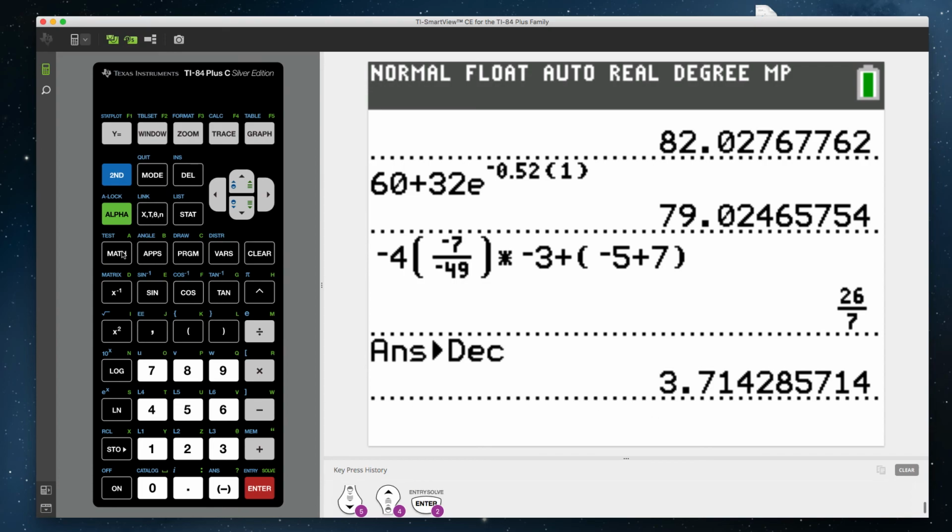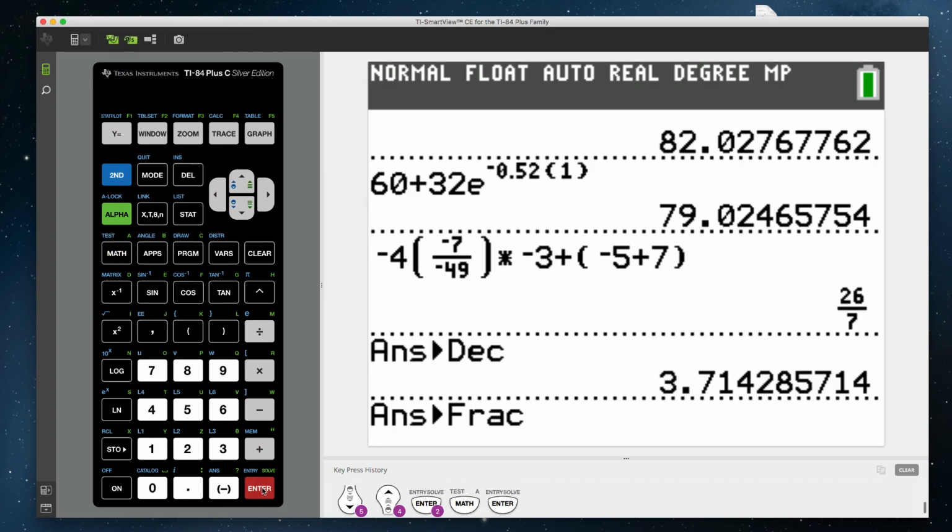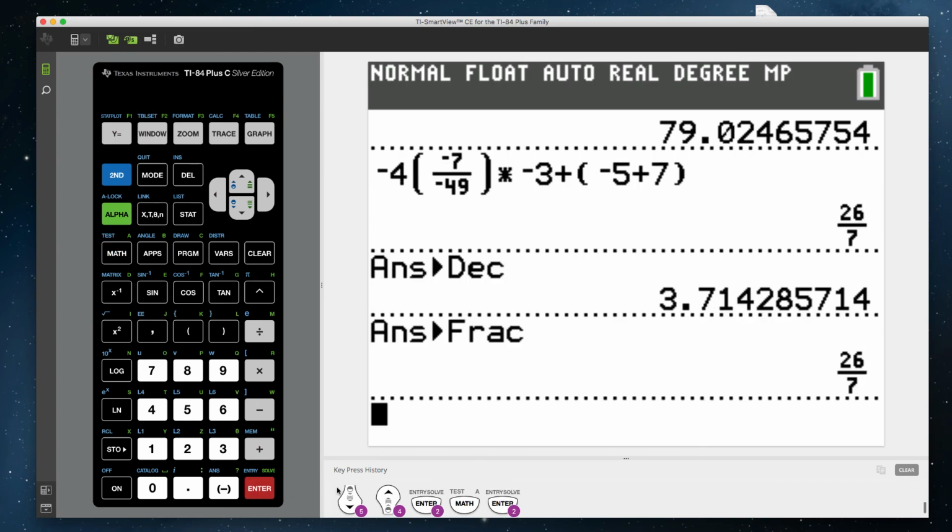And just for practice, we're going to put it back into a fraction. Boom. And we're going to select, one's already selected, of course, so we're just going to press enter to get it back in fraction and enter again to see it. And there we go, right back where we started from.